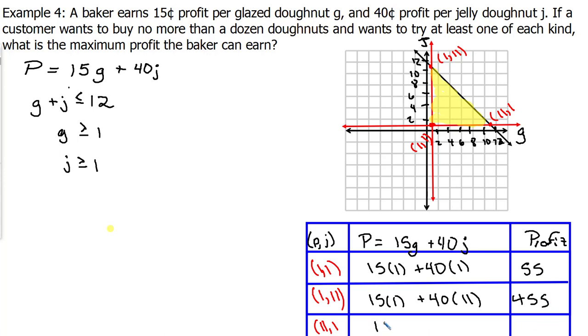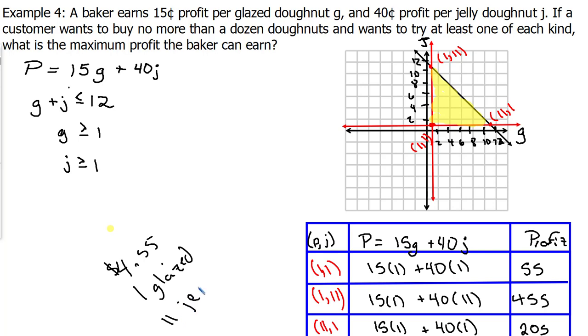And then we have 15 times 11, which is 165, plus 40 times 1. So 165 plus 40 is going to be 205. So my maximum profit is going to be $4.55 if they order one glazed and 11 jelly.